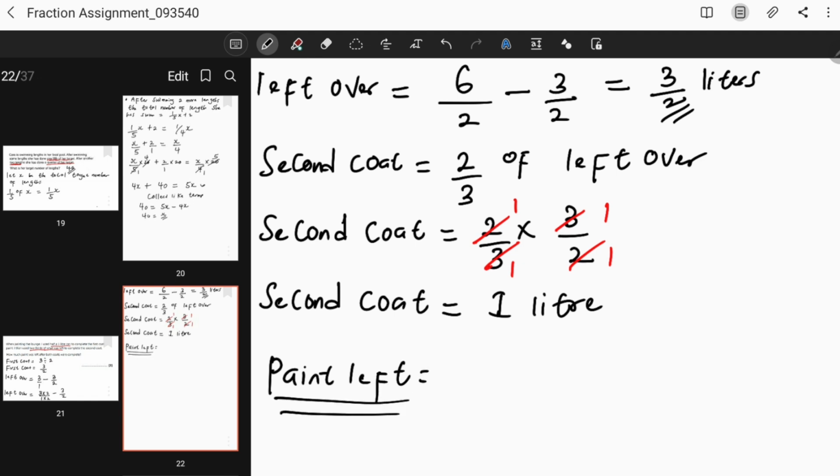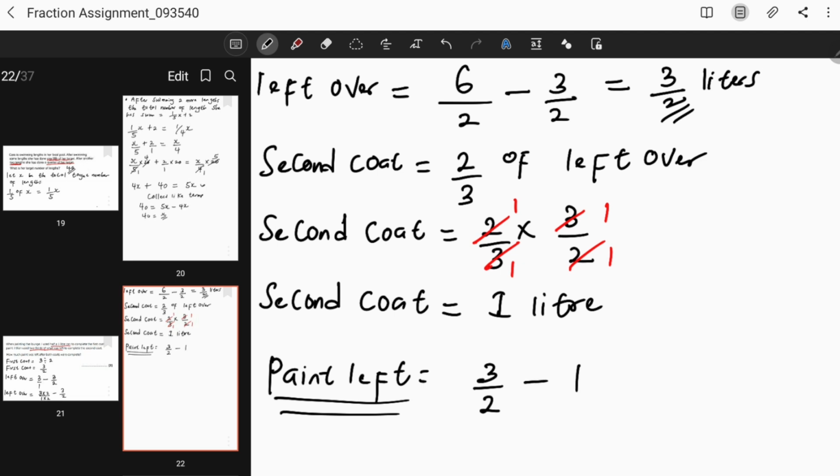Remember that the leftover was 3 over 2 liters, right? Out of 3 over 2 liters, they made use of what? Of 1, right? They made use of 1. So how many is now remaining? So I can easily just do 3 over 2 minus 1.